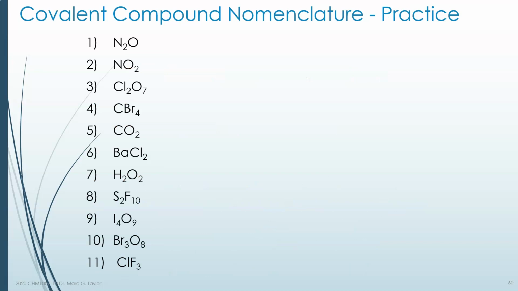So here are some examples, and you can practice these as long as they are molecular compounds. So you always have to look, does it have a metal in it? Make sure it doesn't, and then you use these rules. If it does have a metal in it, you have to use the ionic rules.